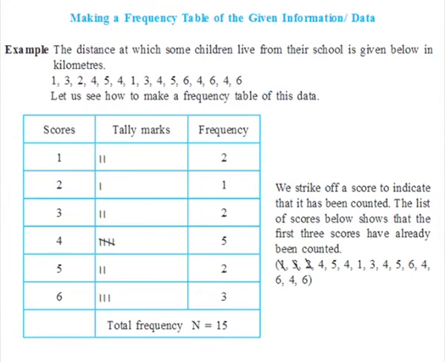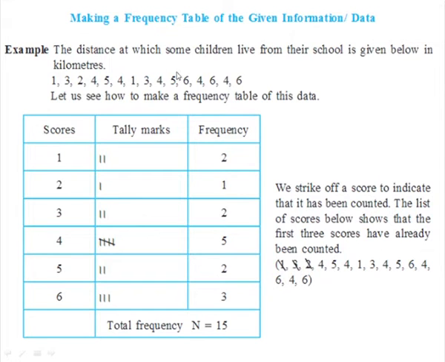Now let us do it practically by doing an example. Here is the solved example given on the same page, that is page number 97. The distance at which some children live from the school is given below in kilometers: 1, 3, 2, 4, 5, 4, 1, 3, 4, 5, 6, 4, 6, 4, 6. Let us see how to make a frequency table for this data.